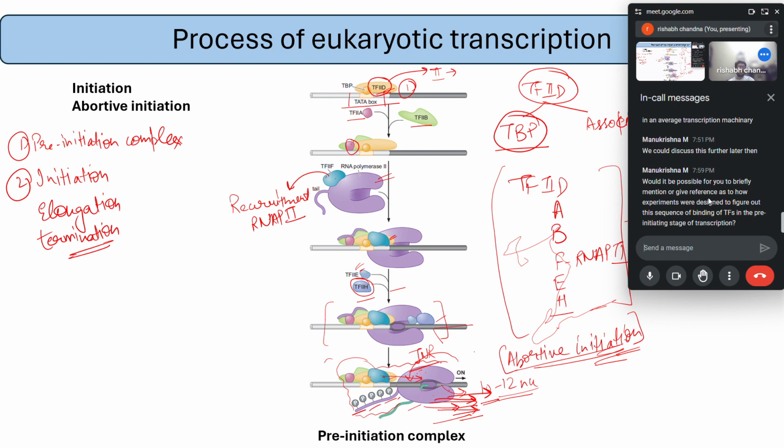Would it be possible for you to briefly mention or give references as to how experiments were designed to figure out the sequence of binding of transcription factors in the pre-initiating stage of transcription? Okay, it is not possible now, but I can let you know.